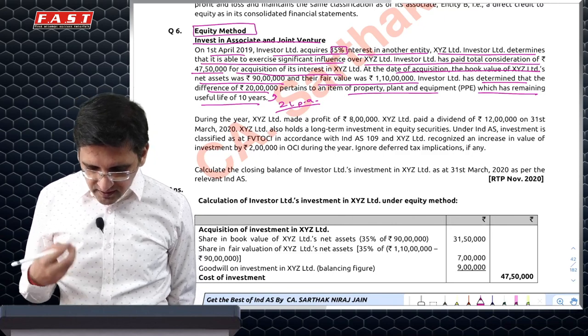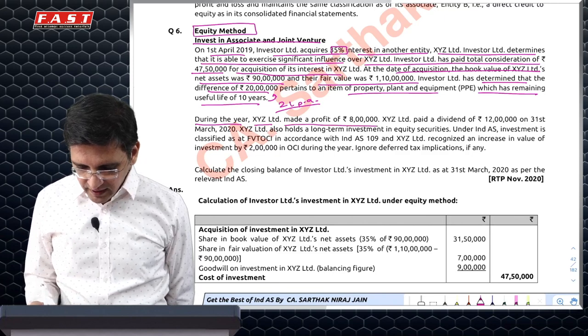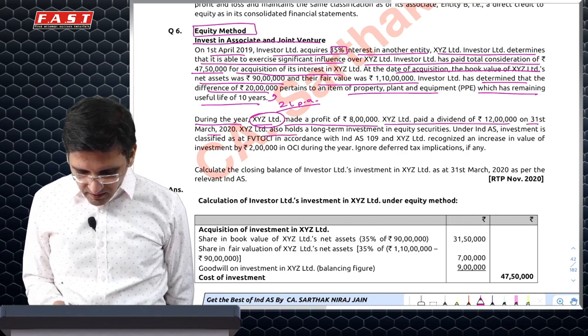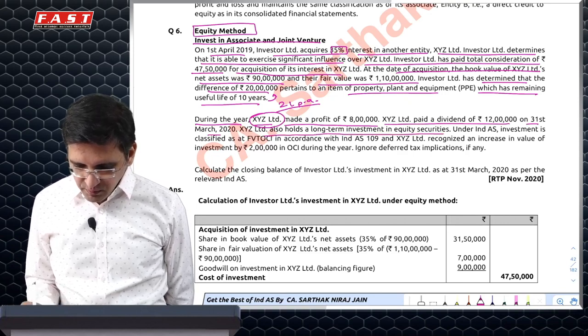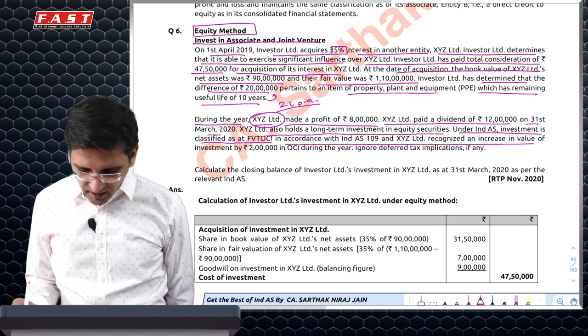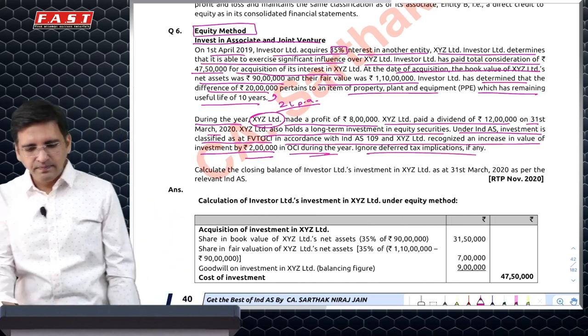Because for us, the assets are considered to be dear or expensive. I made a profit of 8 lakh. Now, XYZ made a profit of 8 lakh, which is the associate. It paid a 12 lakh dividend. XYZ also has a long-term investment in equity securities classified as FVOCI, and the increase is recognized by 2 lakh in OCI. No deferred tax treatment is to be done.